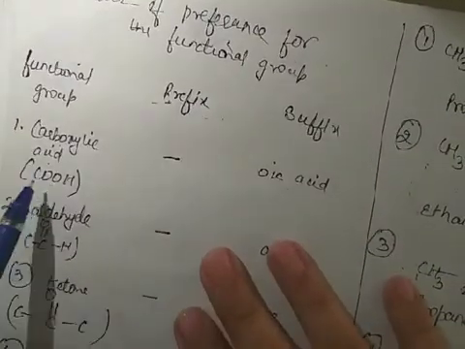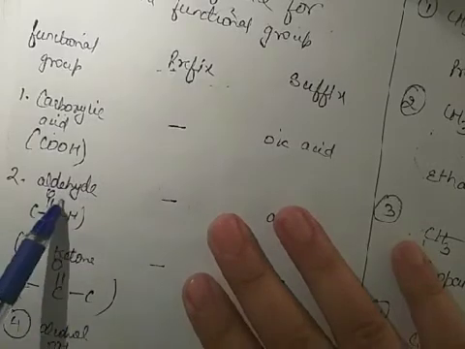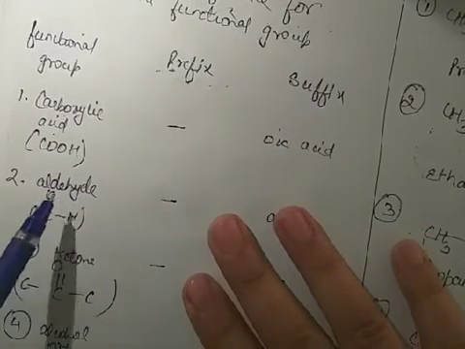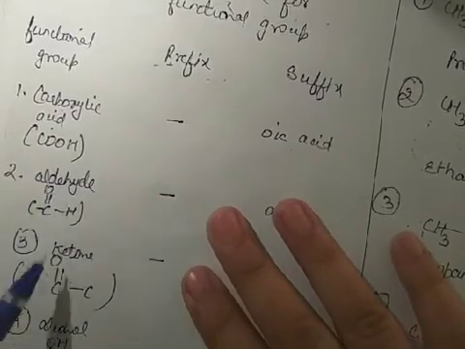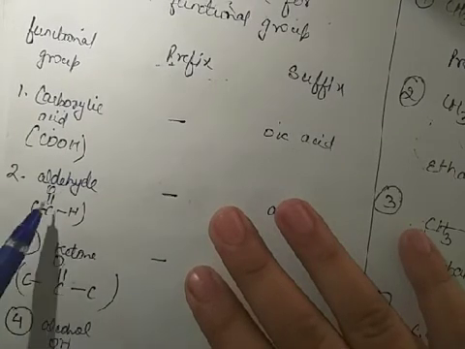Now I'll tell you the differences. Carboxylic acid will have 2 oxygens. Aldehyde and ketone have only 1 oxygen, but the oxygen is doubly bonded with the carbon.